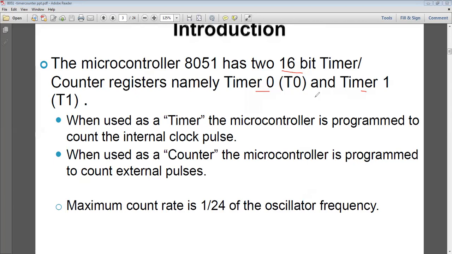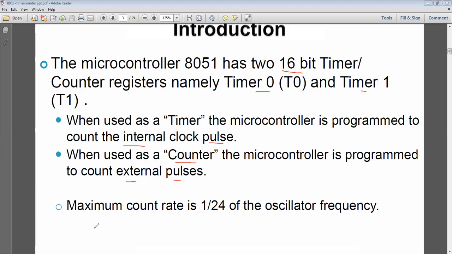Now basically we need to understand what is the difference between a timer and a counter. When the microcontroller is using these registers as a timer, it simply connects to the internal clock frequency, as mentioned over here. So when a timer register is operating in the timer mode, it will be connected to the internal clock pulse, and when it is used as a counter, it is connected to the external clock pulses.